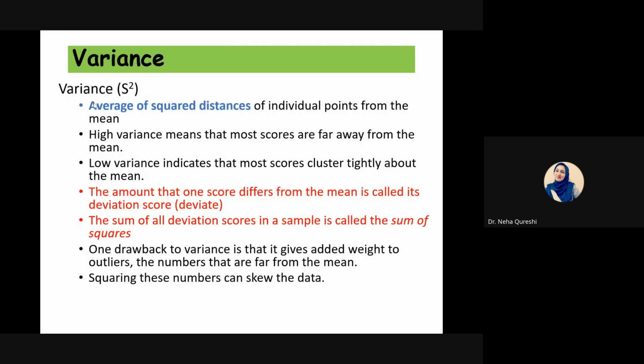Then variance, as I said, is the average of squared distances of individual points from the mean. It is more robust, and for ease of convenience, we use variance. But one drawback is that since it squares the deviations, it gives added weight to the outliers. Say outliers are the extreme numbers in your data. Say, for example, if your data is mostly concentrated between 1 to 10, and suddenly one number appears which is 80 or 70. Or some numbers are in the negative quadrant.